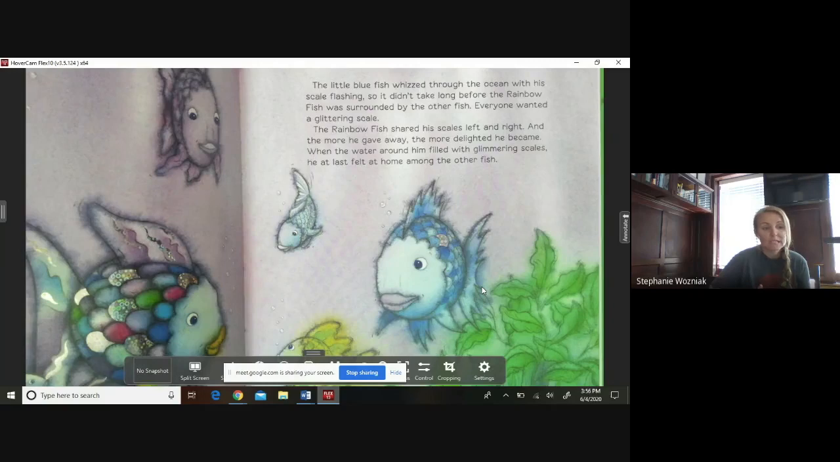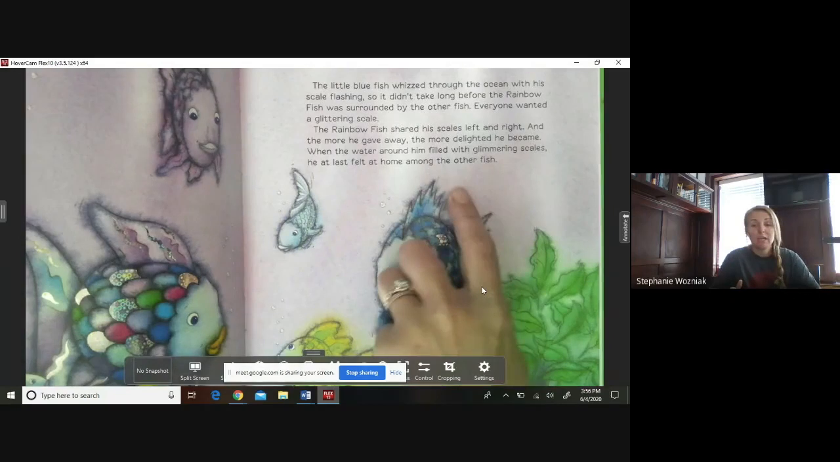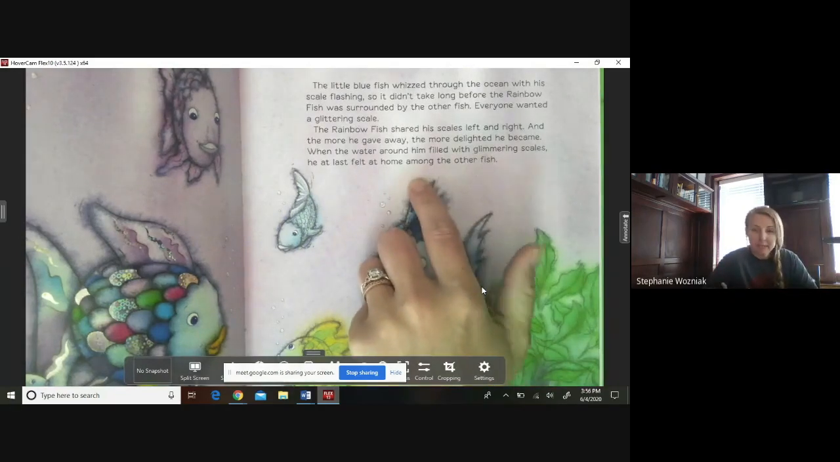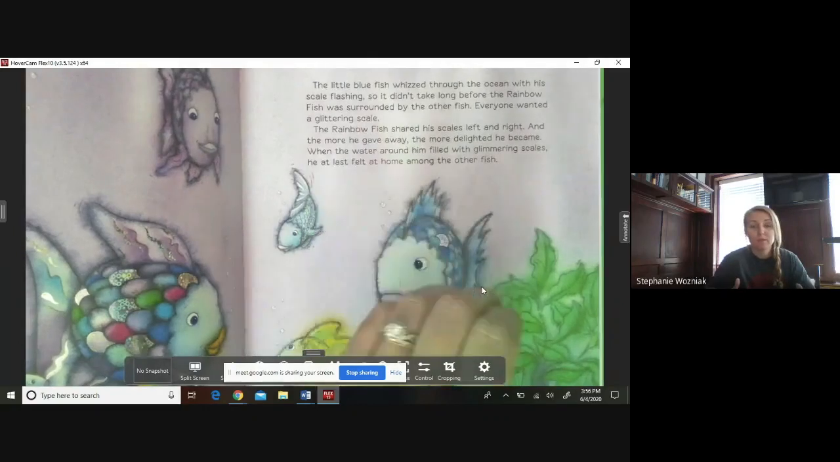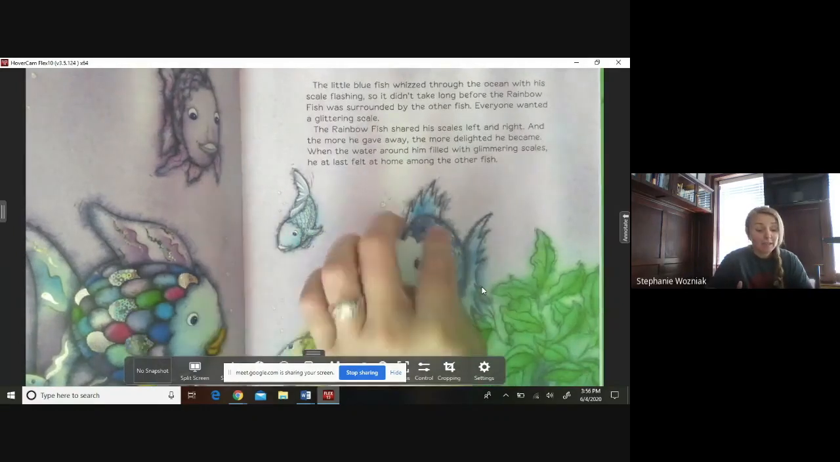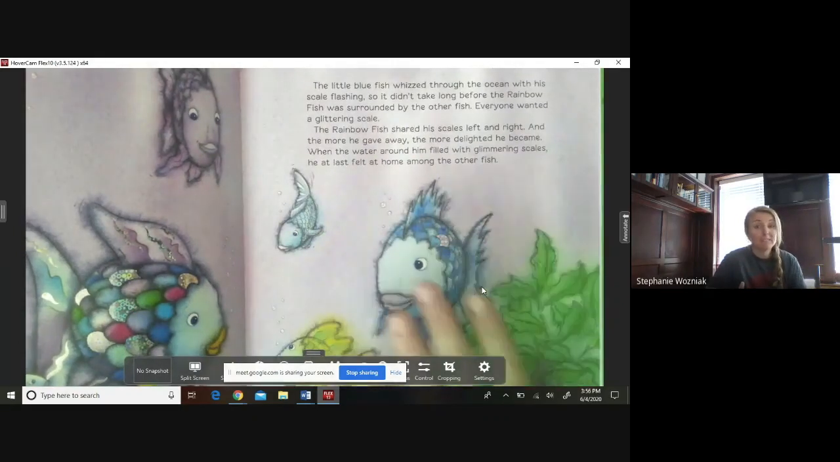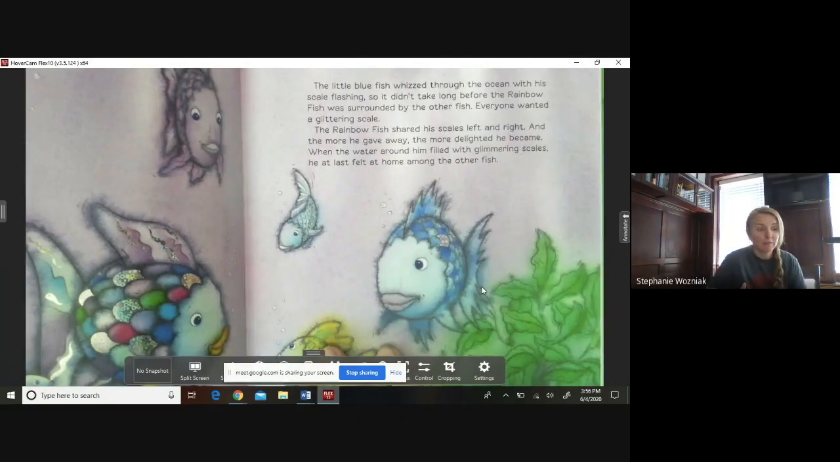So, what does the author mean he feels at home with the other fish? So, when the author is saying he feels at home with the other fish, home is a safe place, or it's a place that you're comfortable with. So when he's with those other fish, he's comfortable and he's having a good time. So that means he's actually making friends with the other fish.